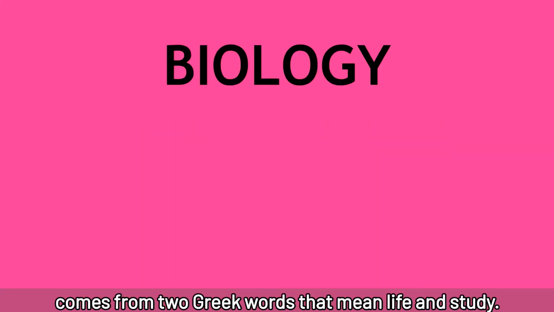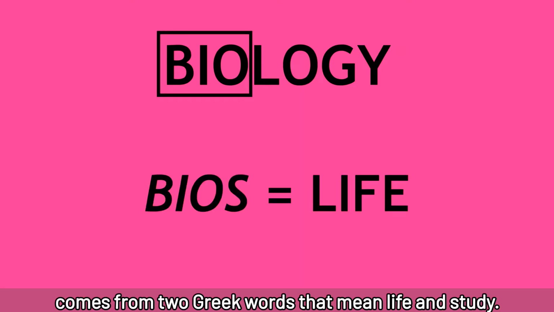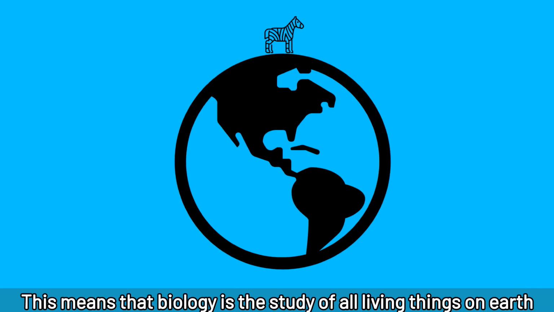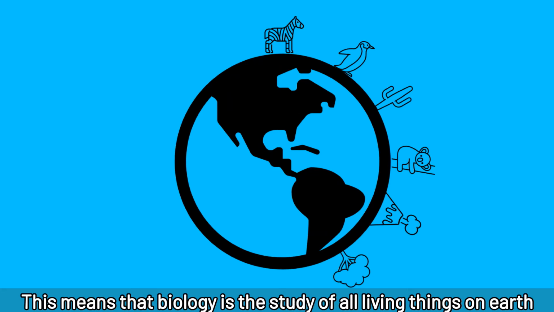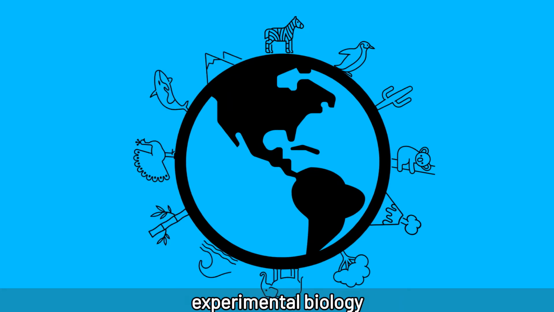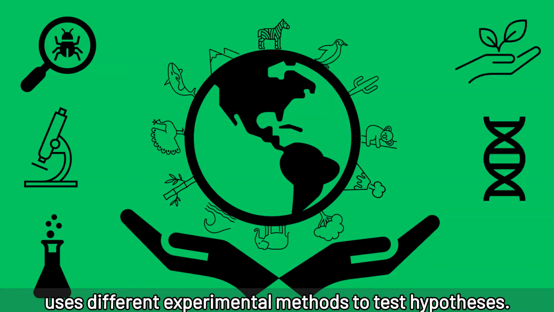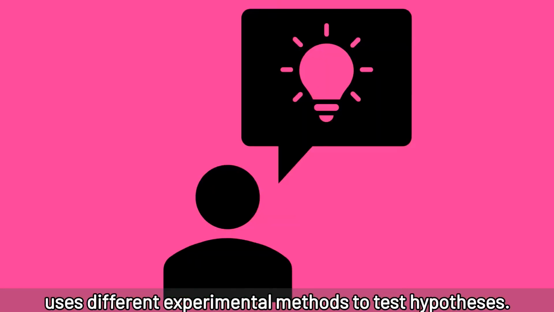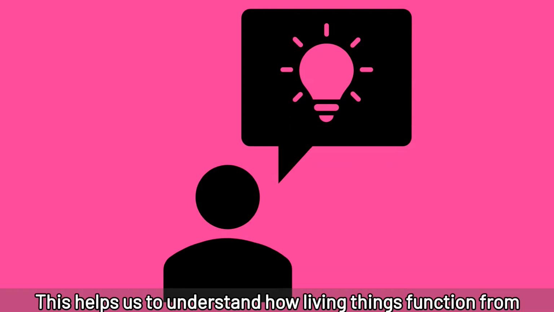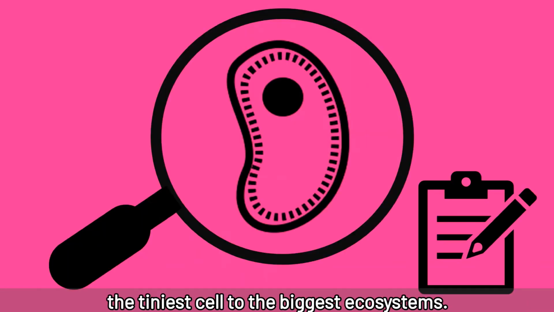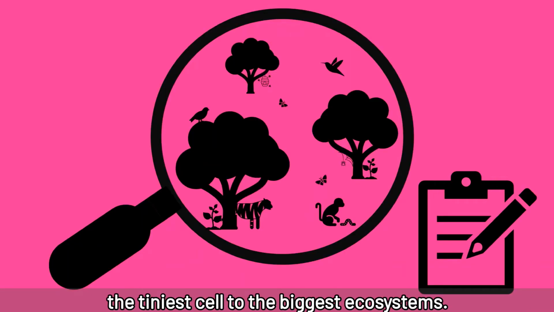The term biology comes from two Greek words that mean life and study. This means that biology is the study of all living things on Earth. Experimental biology uses different experimental methods to test hypotheses. This helps us to understand how living things function, from the tiniest cell to the biggest ecosystems.